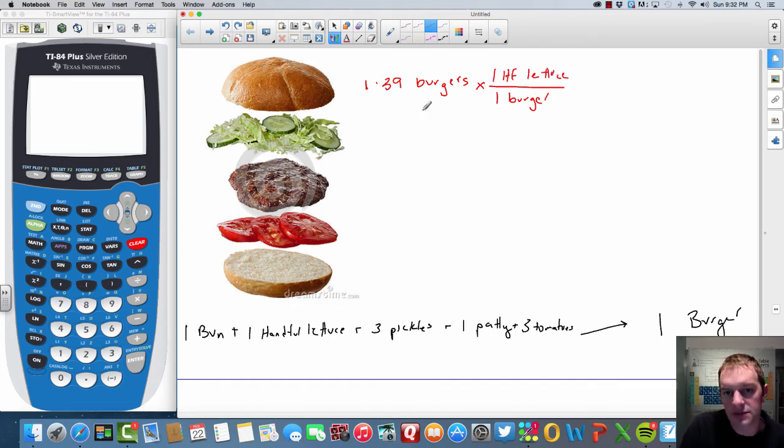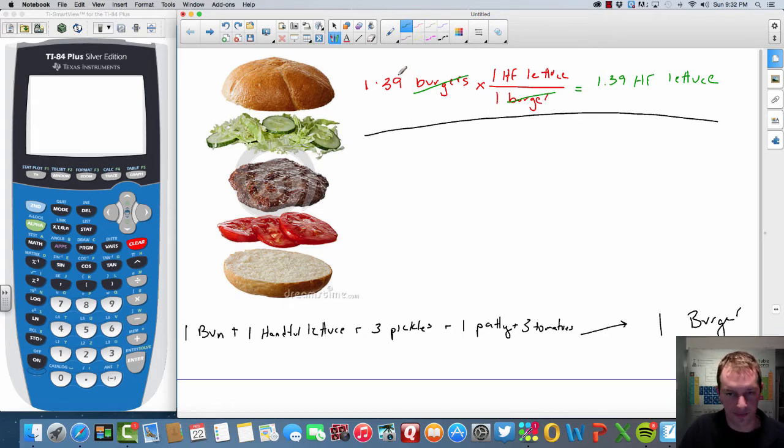And if we look at this from the same perspective of our dimensional analysis we've done early in the year, the burgers are going to cancel. And we can see that that's going to equal 1.39 times 1 handful of lettuce, which is going to be 1.39 handfuls of lettuce. And I know that was really simple, but that's really how this process works.